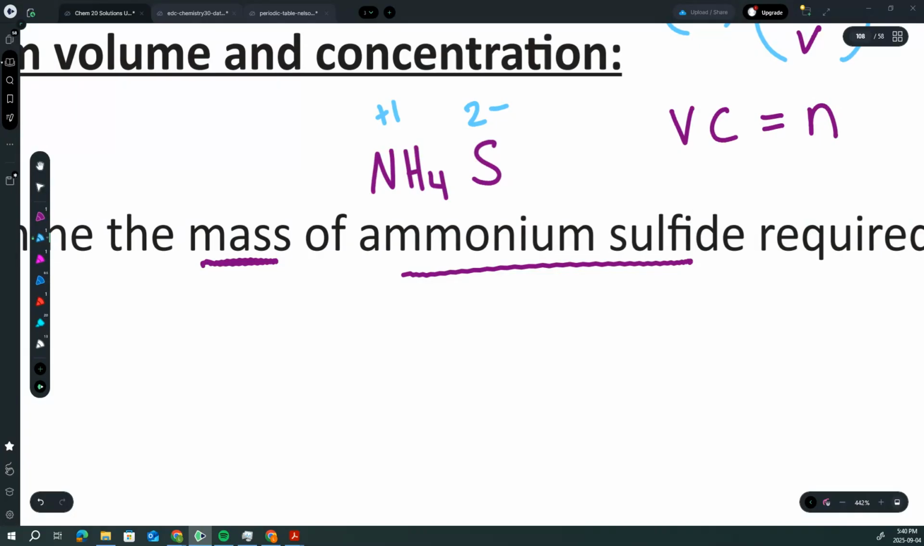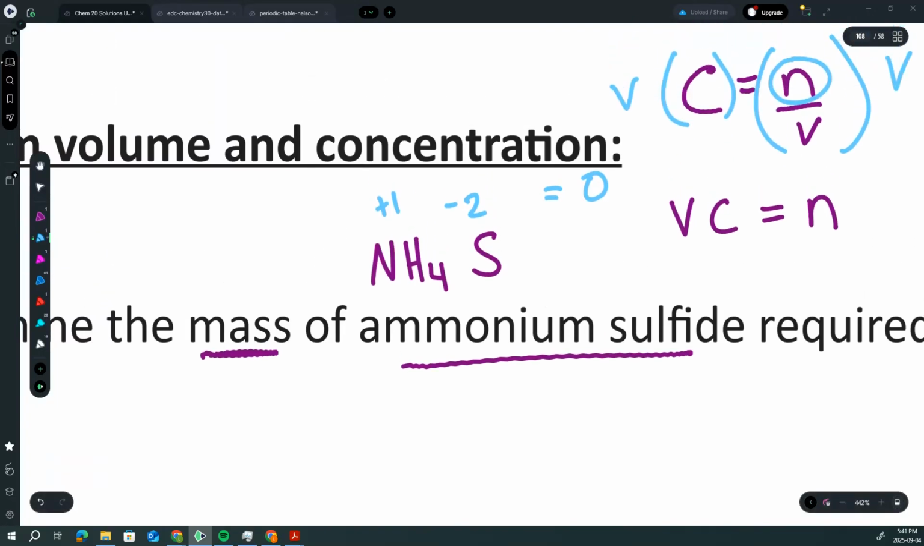So we know that 1 minus 2 does not equal 0, so we got to do crisscross applesauce and bring down just the numbers, not the charges though. Okay, by the way, whether you write 2 minus or minus 2, to me it's the same thing. For other instructors, they might be a little bit more sticky about that. However, for me, it doesn't matter if you write -2 or 2 minus. Both get the job done in this case.